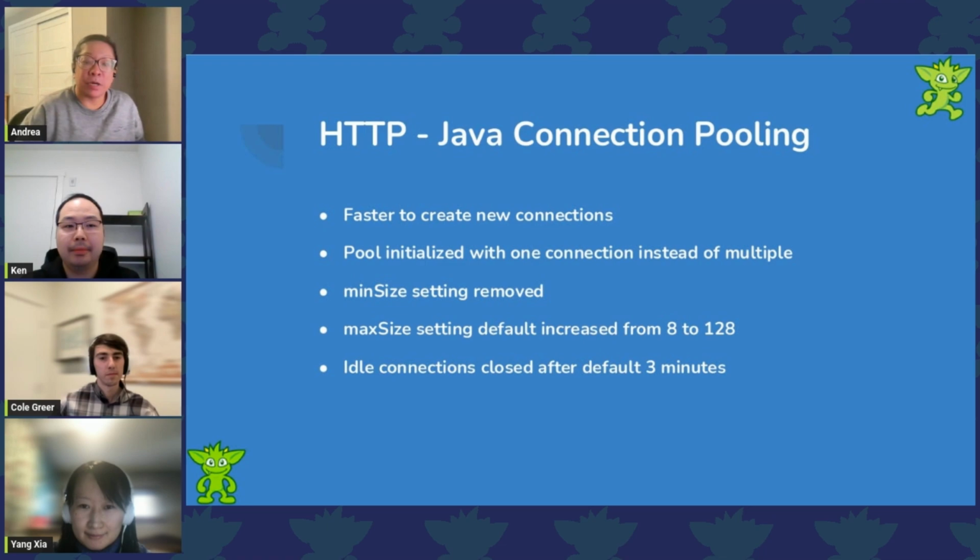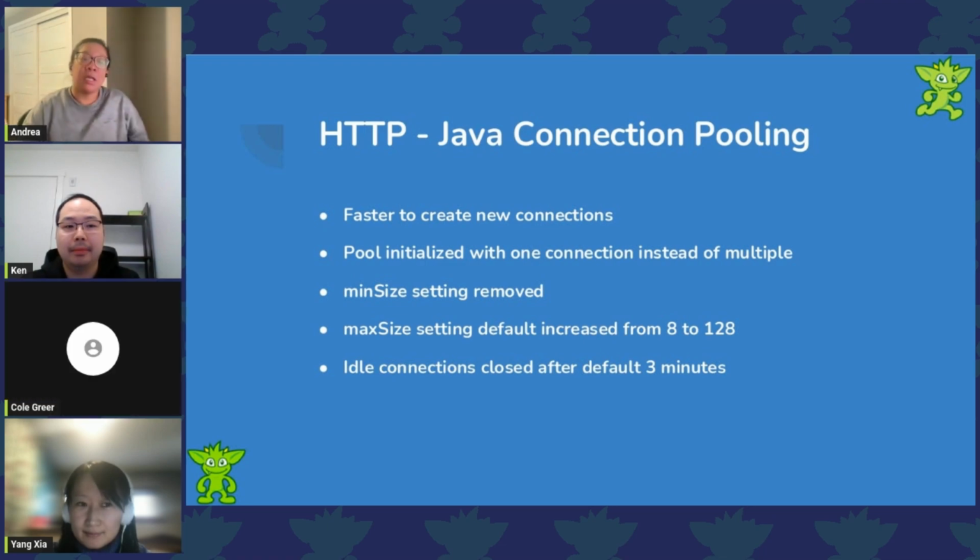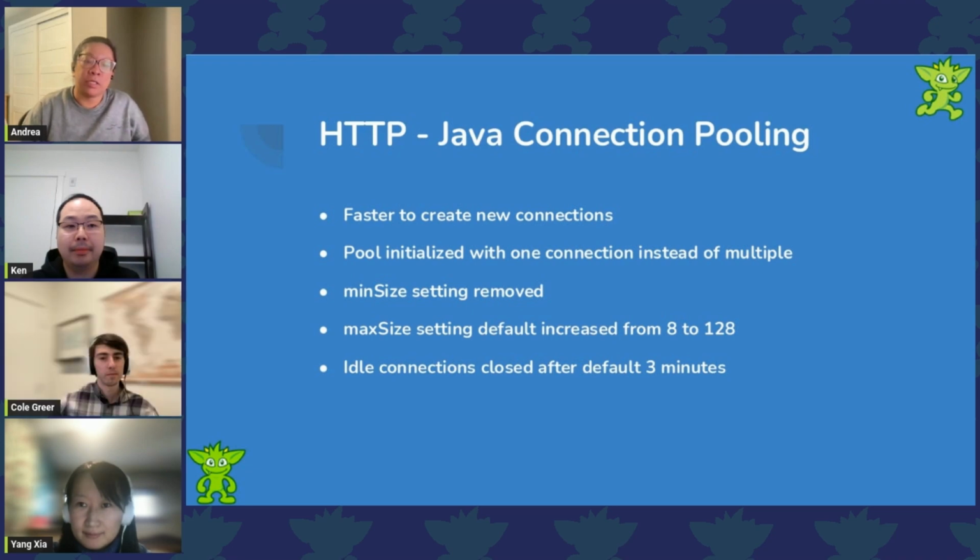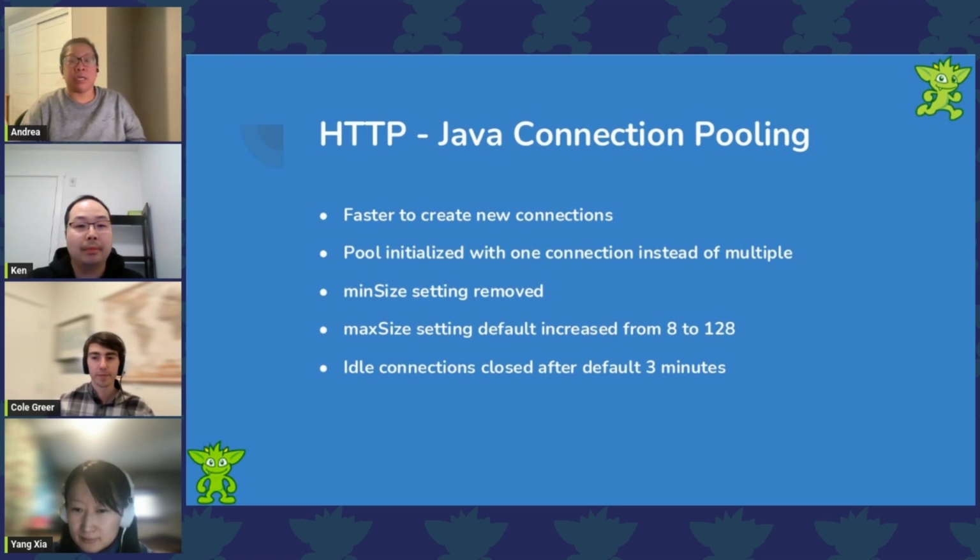Before the holidays, as part of the WebSockets to HTTP conversion, I converted the Java driver connection pooling to be more suitable for the short-lived HTTP connections, as opposed to the longer-lived WebSocket connections. So now it's faster to create new connections, and instead of initializing a pool with multiple connections, it's initialized with a single connection that's used to validate the configured host. The min size setting has been removed, and the max size default has been increased from 8 to 128. And I also added idle connection cleanup after a default of 3 minutes, which is also configurable.